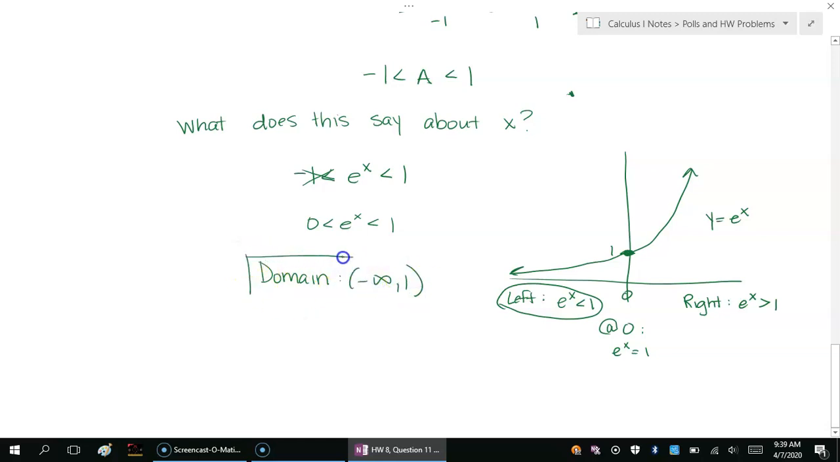And the only difference between this domain and the domain we found above is that this time I'm not including 0, because at 0 e to the x is equal to 1, and I wanted e to the x to be less than 1. So everything less than x equal to 0 works. Sorry, this should be a 0. Everything on the left-hand side of my graph works, but 0 does not. So I have to exclude that, and that means that I use this round parenthesis when I write my interval.